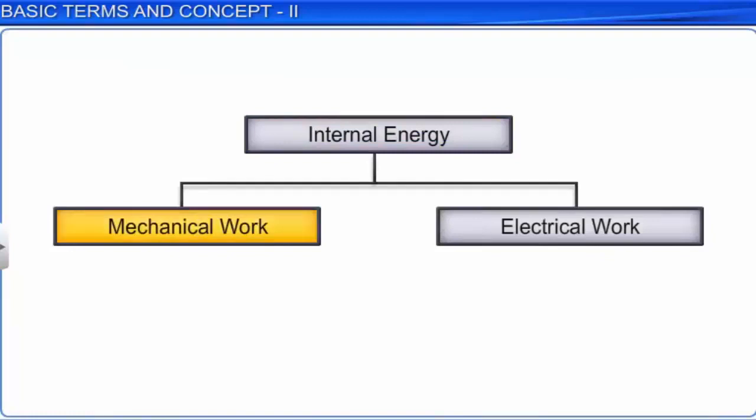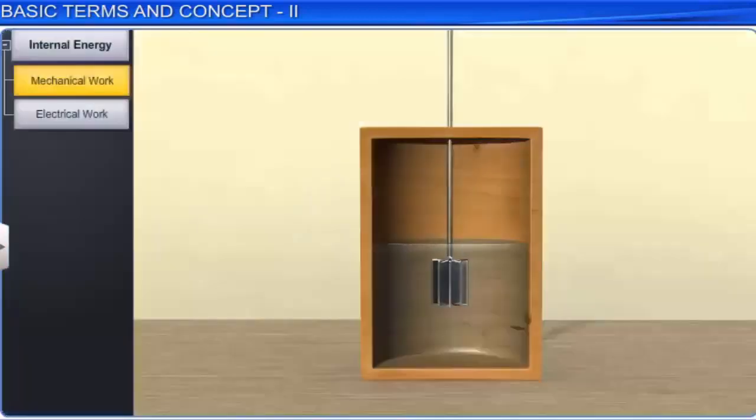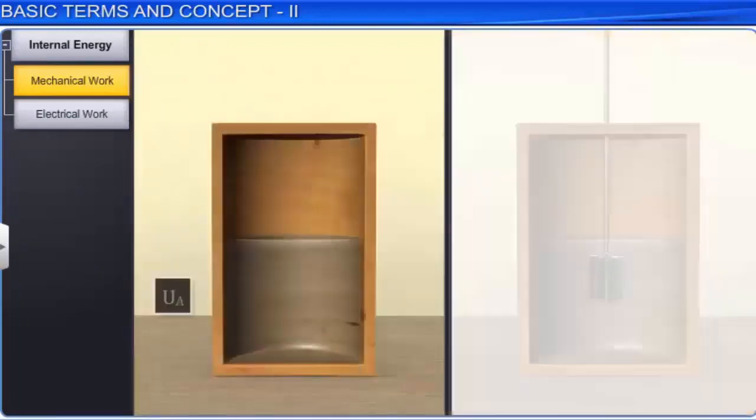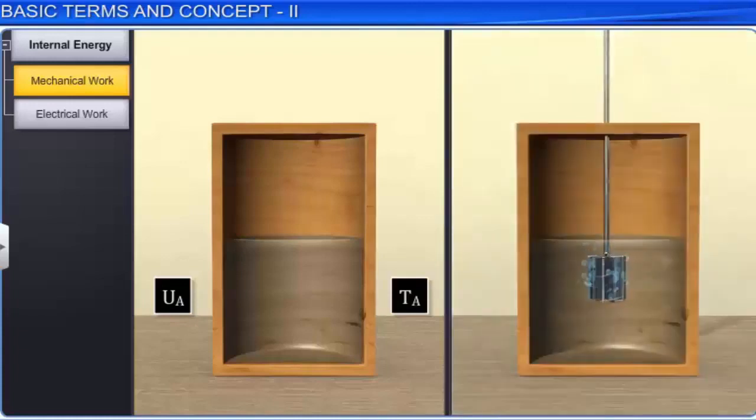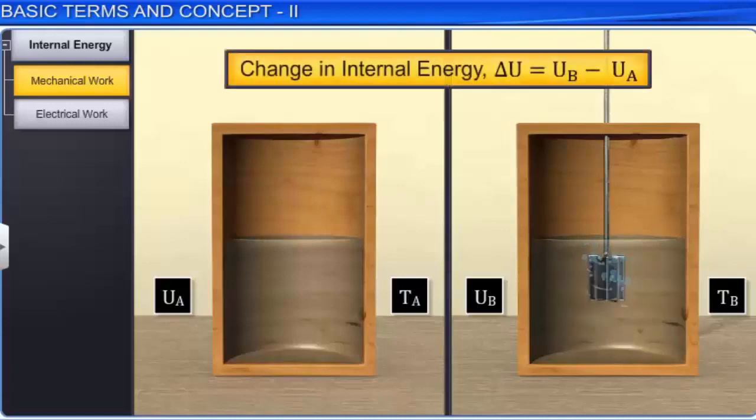In the first method, internal energy can be increased by doing some mechanical work, for example, by churning the water. Let UA be the initial internal energy of the system at temperature TA. After churning, internal energy changes to UB as temperature increases to TB. Thus, the change in internal energy is given by delta U is equal to UB minus UA.